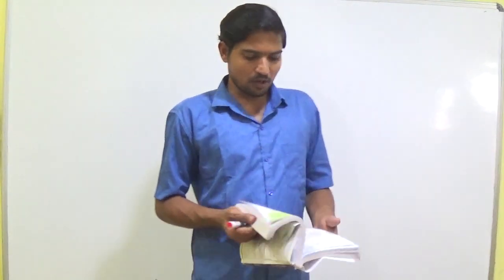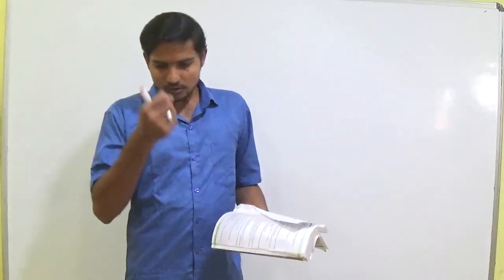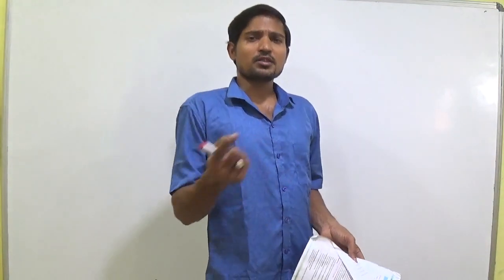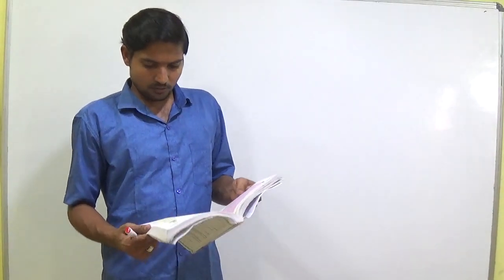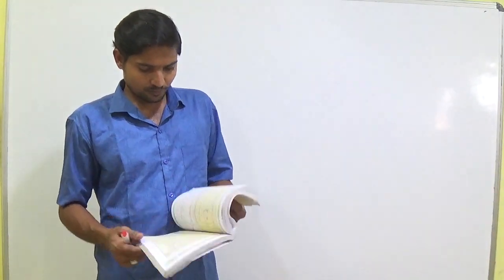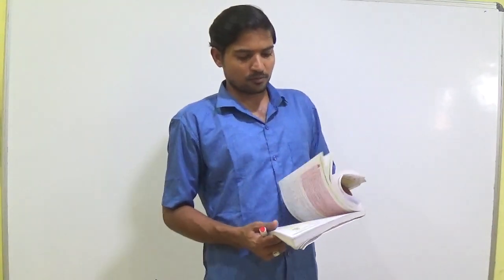What is the section formula? (m1x2 + m2x1) / (m1 + m2) and (m1y2 + m2y1) / (m1 + m2). This is the section formula.